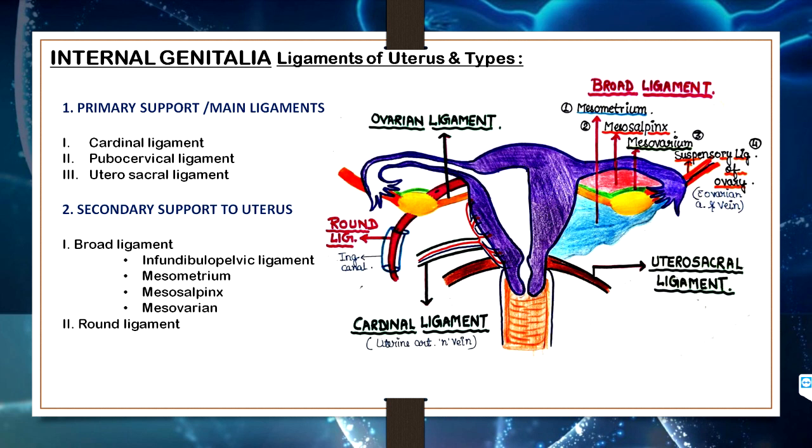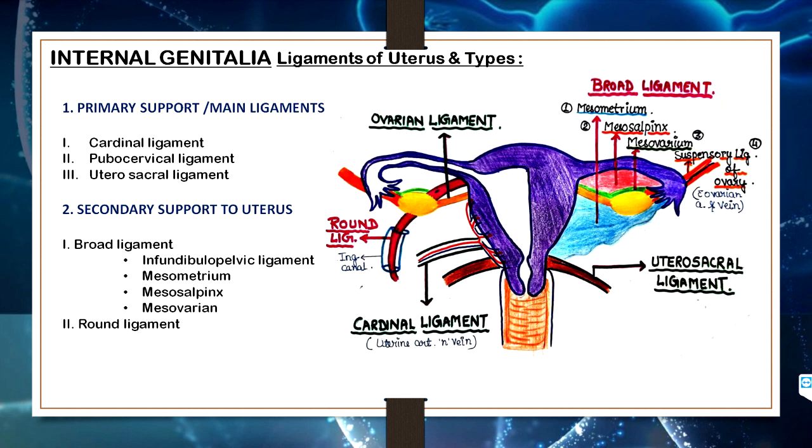Now you can see the diagram I have specially made. One ligament I have not drawn, because I am not able to show you the three-dimensional view. I will tell you about it later on. So first we will discuss the secondary support to the uterus.